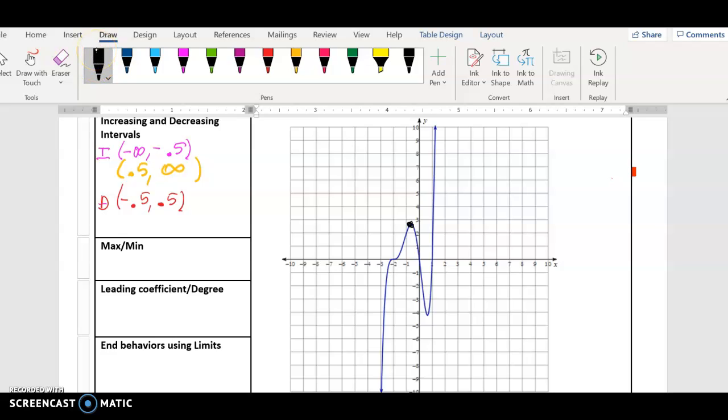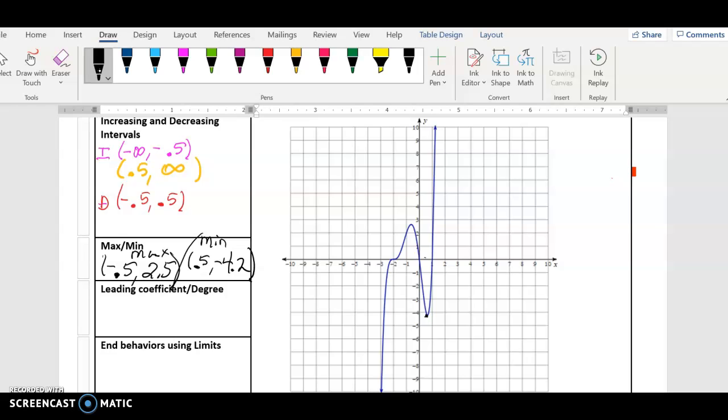Okay, let's talk about the max and the min. So this point is the max. That looks like -0.5, 2.5 maybe. -0.5, 2.5, good enough. So that's our max. And the min would be this point. I'd say +0.5, -4.2-ish. +0.5, -4.2. Good enough.